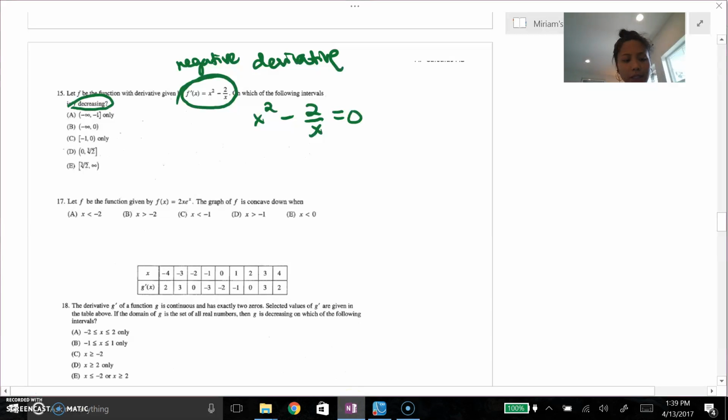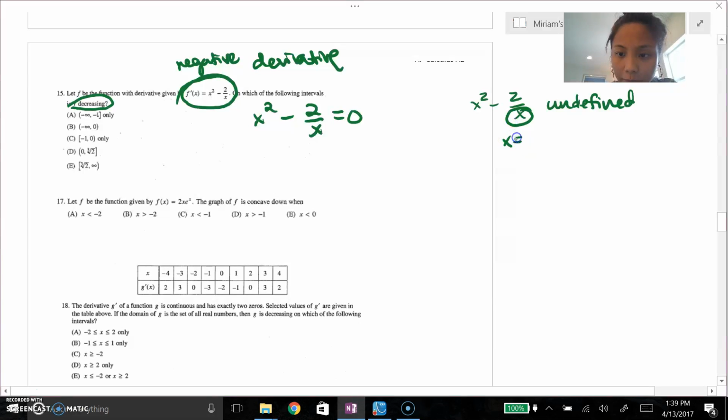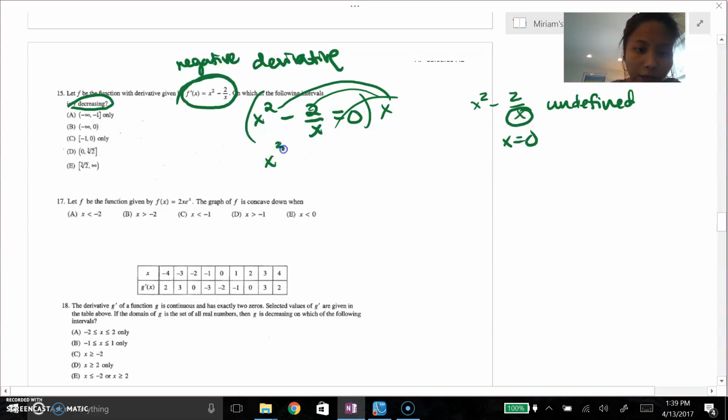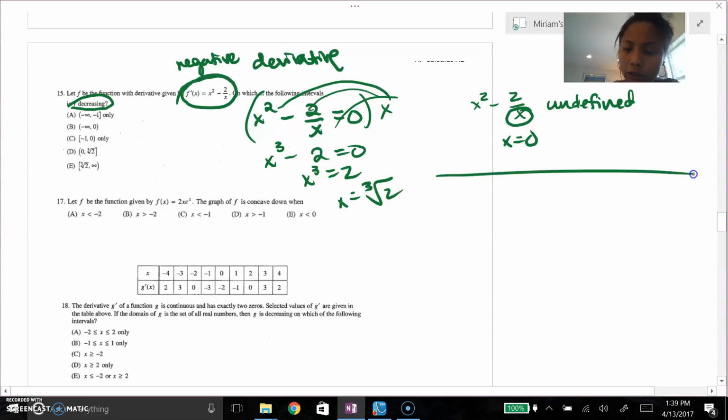We also have to consider that the critical points could be where the derivative is undefined. The only time that the derivative would be undefined is if we have a 0 in the denominator. So that's one of our critical points. The other one we have to solve for. If I multiply by x to get rid of the denominator, I get x to the third equals 2, so x equals the cube root of 2. So I have two critical points that I'm going to check to see if they truly are critical points.